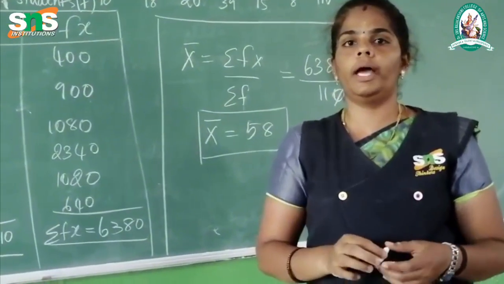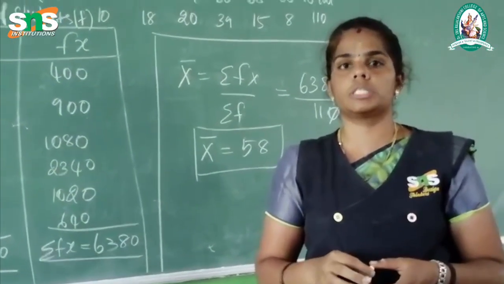This is how we have to calculate the arithmetic mean for the type 2 discrete series.